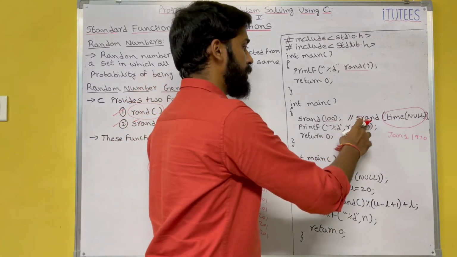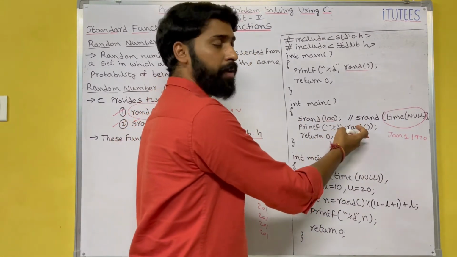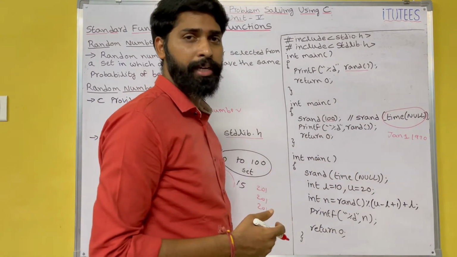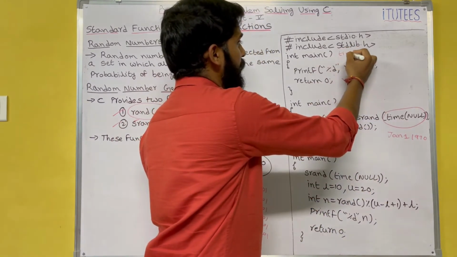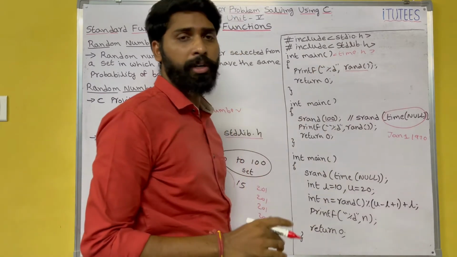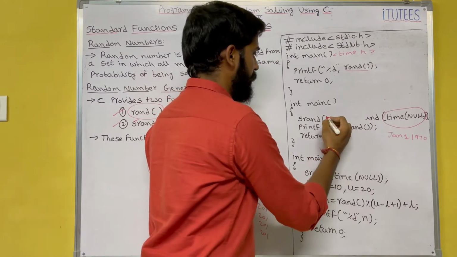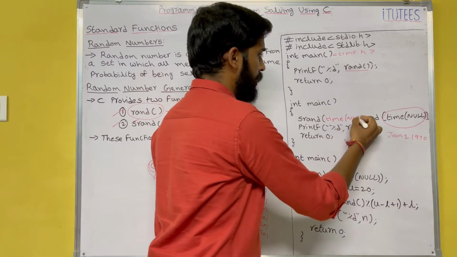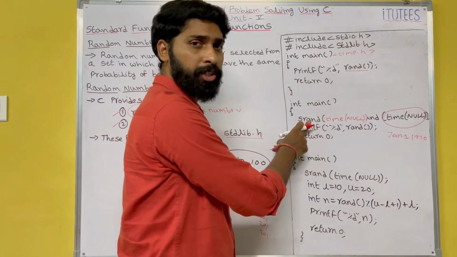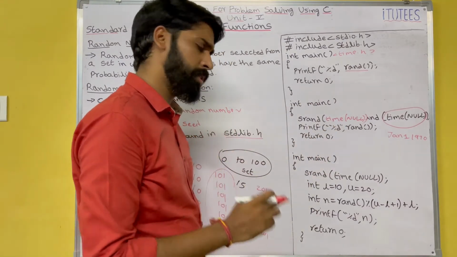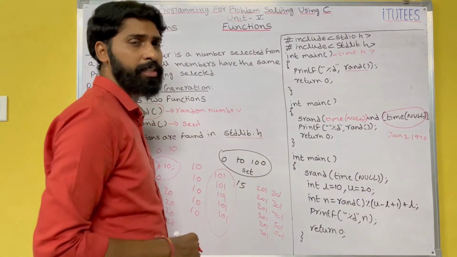So if I am using this time value as the seed for rand, then automatically when I call rand, new random numbers will be generated. When you are using time, you include the time.h header file in your program. So if I am using srand(time(NULL)), then when I call this rand function, the seed value is changed because of this time function, so different numbers will be displayed.